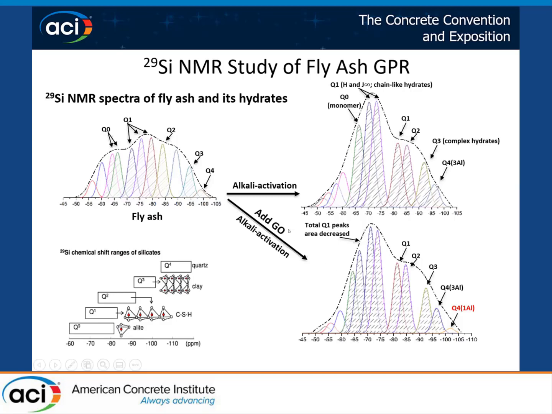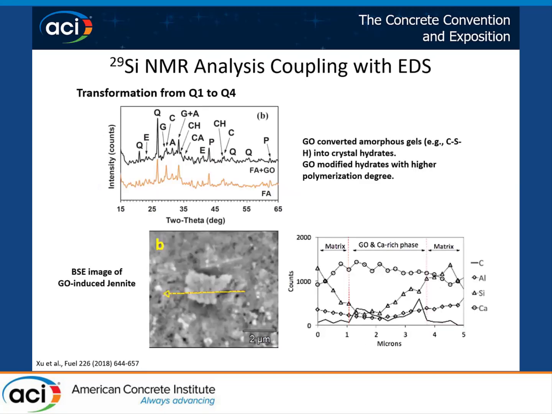After adding graphene oxide, we find a more complex Q4 generated, and the Q1 decreased. So we can summarize that graphene oxide converts Q1 to Q4. That means it makes the hydration products more complex. This result was also confirmed by XRD, where we can find some quartz generated here.